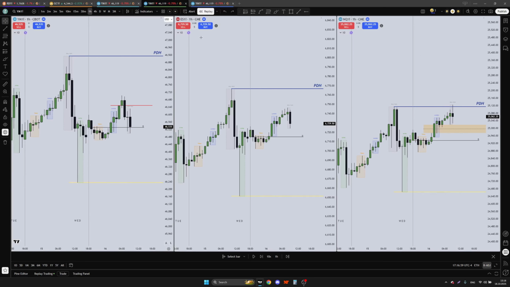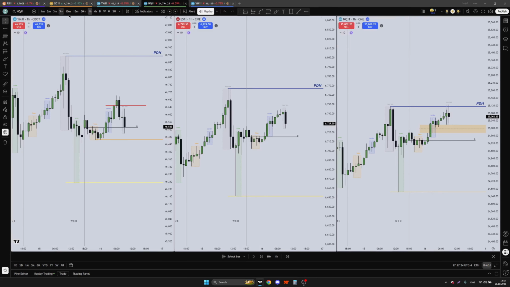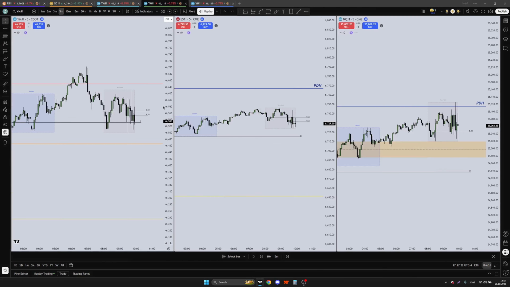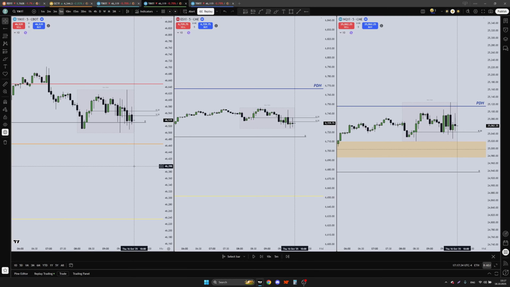Because for me to target the range low, I would need to see more structure, like we are actually trading towards this low. But based on the 4-hour candle closure, I can target the London and Asia lows. So I will just mark out this low, right? And on the NQ, we do have this 4-hour BC, so I would also monitor that. So let's see what happens here.